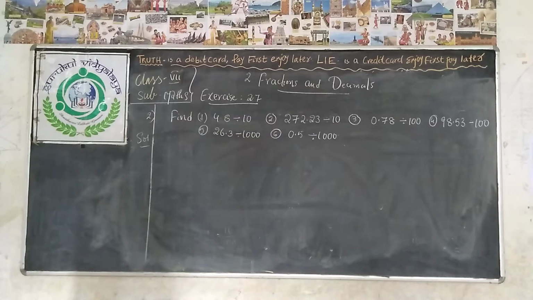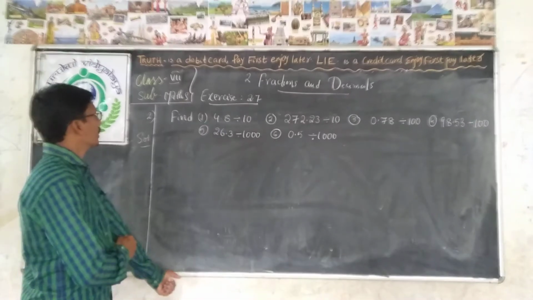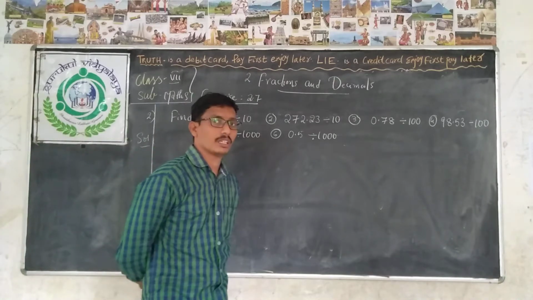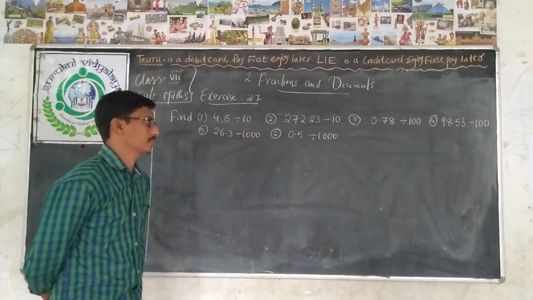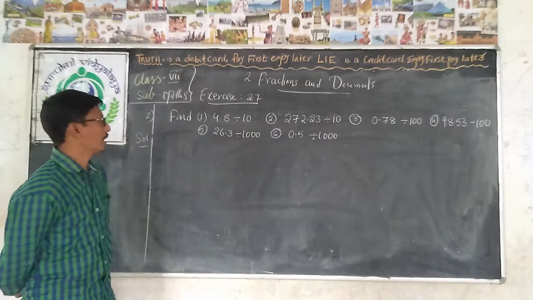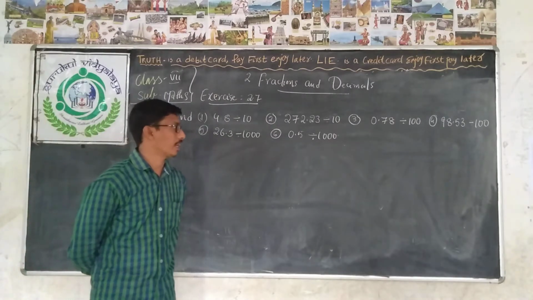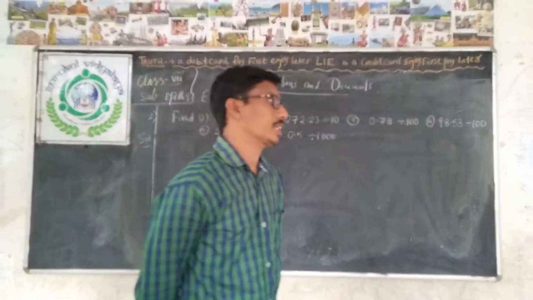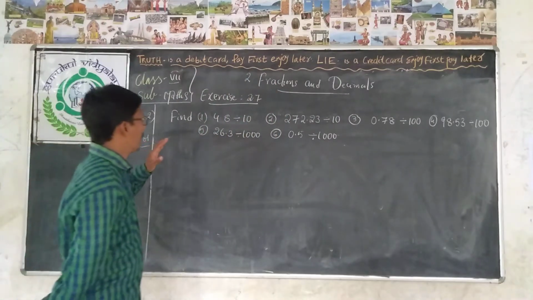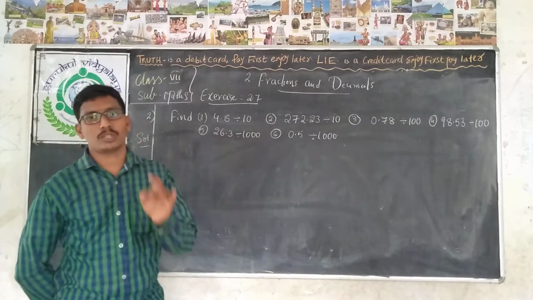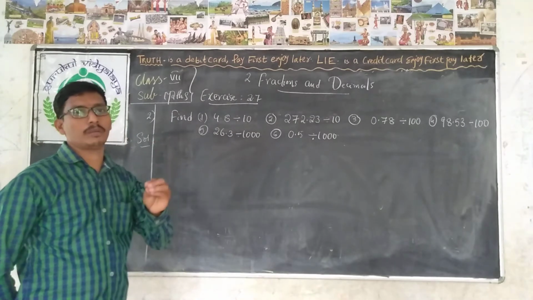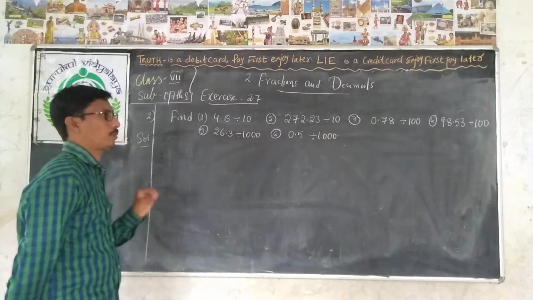Okay, children, coming to the next problem. Find the values of 4.8 divided by 10, 272.23 divided by 10, 0.78 divided by 100, 98.53 divided by 100, 26.3 divided by 1000, and 0.5 divided by 1000. So like this, some problems are given. From the second Roman, third Roman, fourth Roman, I am writing all these in one Roman only. So in each Roman, I have taken 2 examples.